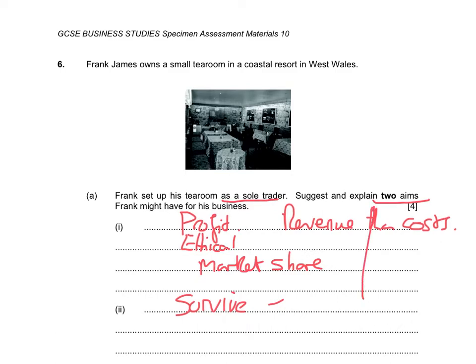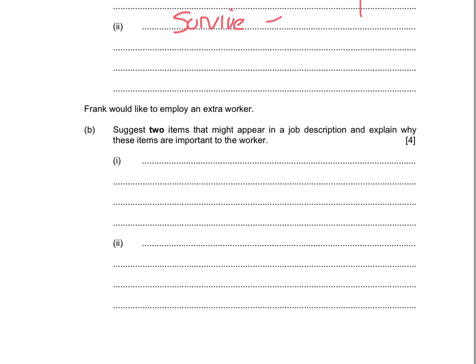Right. Frank would like to employ an extra worker. How exciting for Frank. Now, suggest 2 items that might appear. Now, please get this right. This will upset me. This will actually make me cry. Suggest 2 items that might appear in a job description. Explain why these items are important to the worker. Okay, fine, that makes sense.